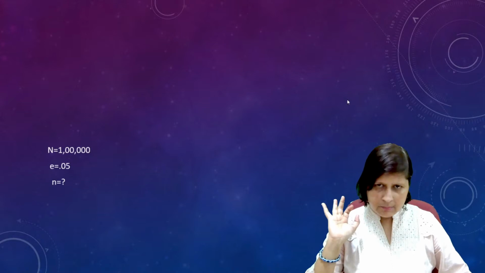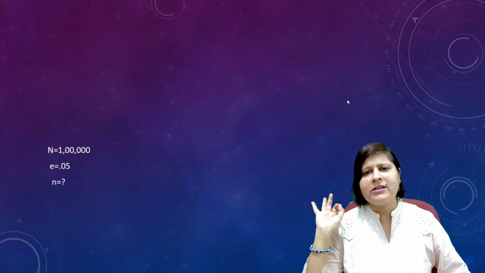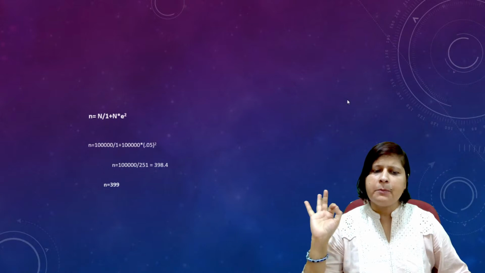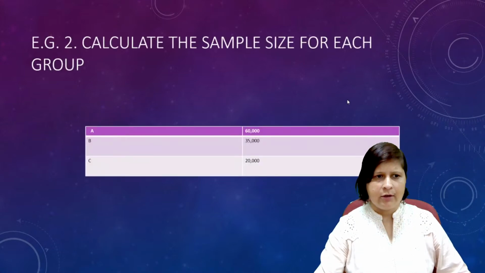N is 1 lakh, I know, because the population is known to me. I want to find small n, that is the sample, and E is 0.05, the margin of error. When I apply Slovin's formula, n equals N divided by 1 plus N multiplied by E squared, and the sample size comes out to be 399. That is, 399 is the adequate sample size for my study. If the population size is 1 lakh, then there should be at least 399 samples. I should collect the data from 399 units, right?